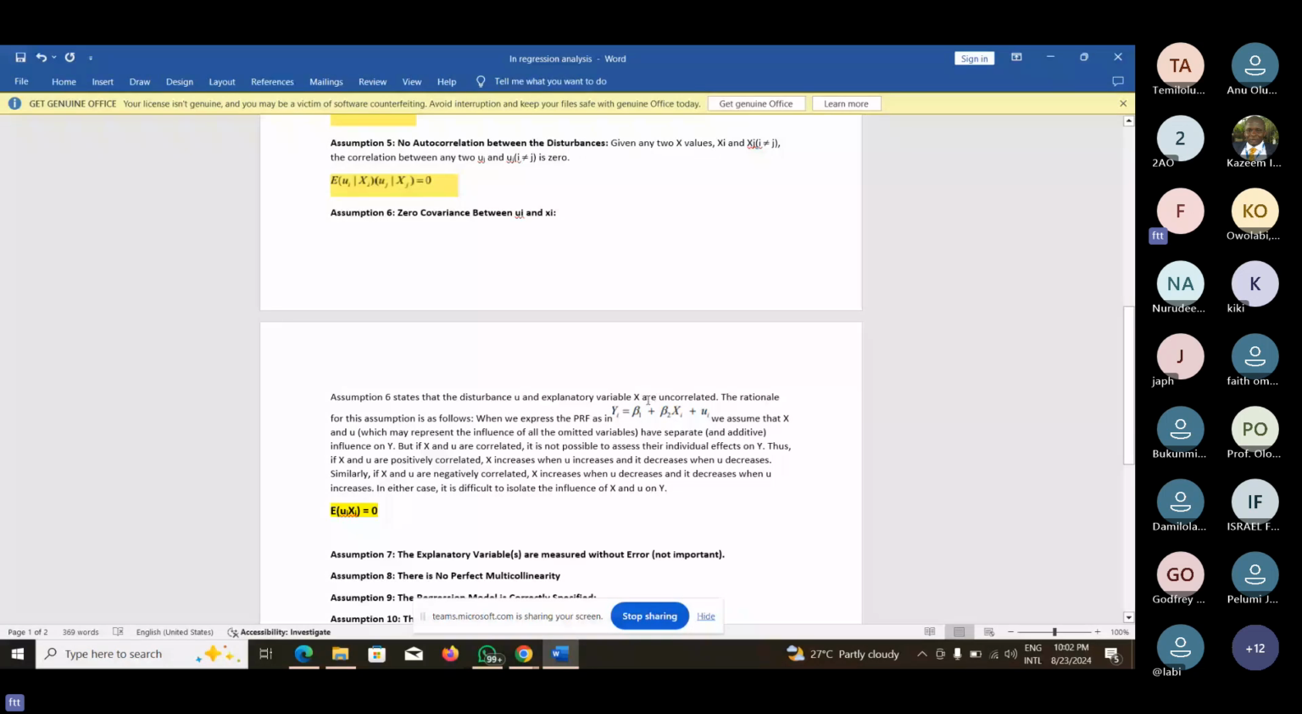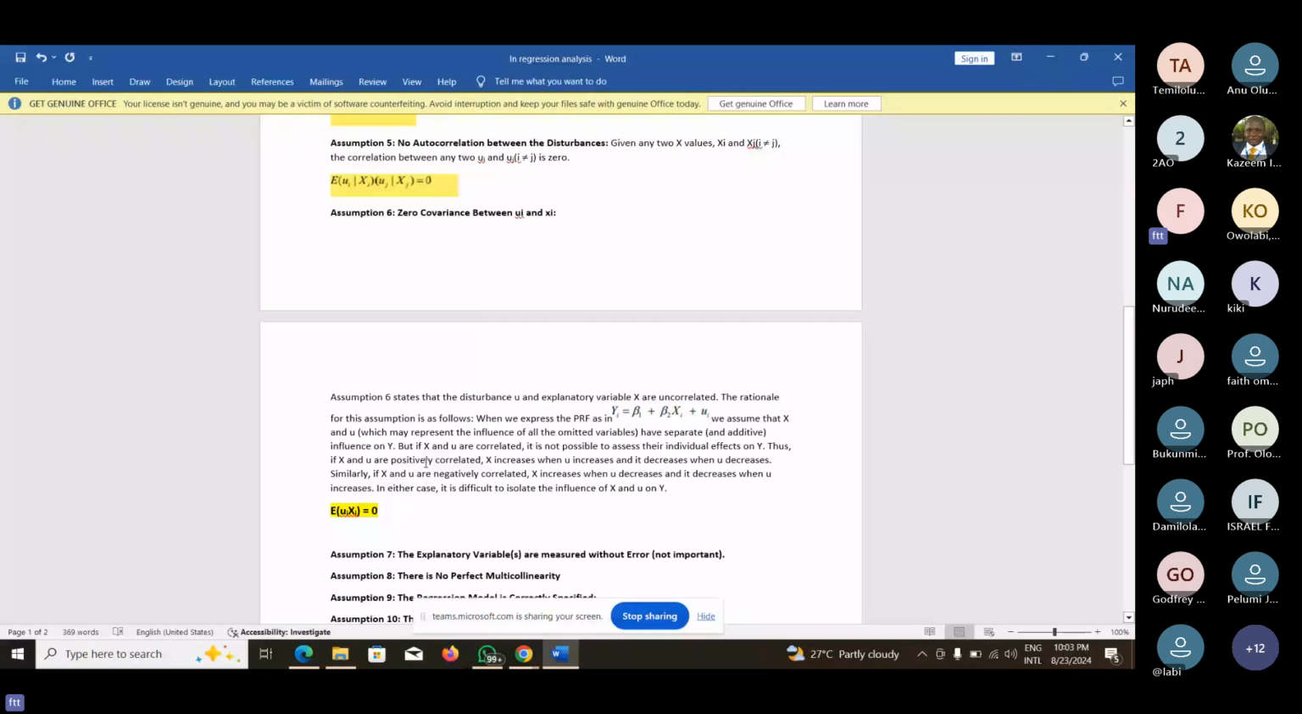The rationale for this assumption is as follows. We should know the equation for the PRF by now. We know that our PRF is y is equal to beta 1 plus beta 2, but we are not going there. We are focusing on the assumption alone. We assume that x and u, which may represent the influence of all omitted variables, have separate influence on y. So let me start my explanation from here.